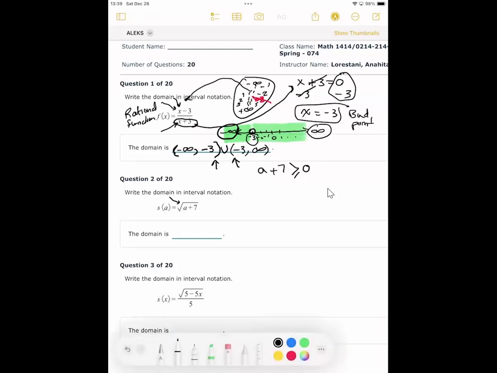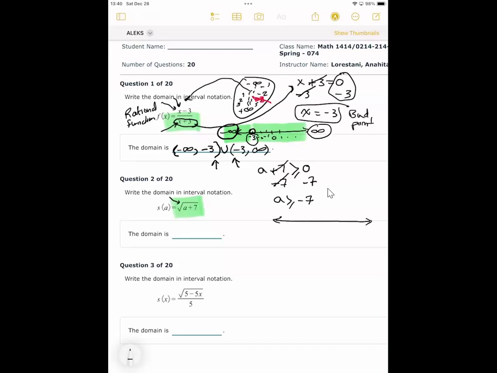For the first problem, we find the bad point. For the second problem, we are going to find the good points. So you say, I want a plus 7 to be positive or equal to 0. What are those? You solve this exactly as if you're solving equations. You subtract 7 from both sides. And you say, I want a to be greater than or equal to -7.